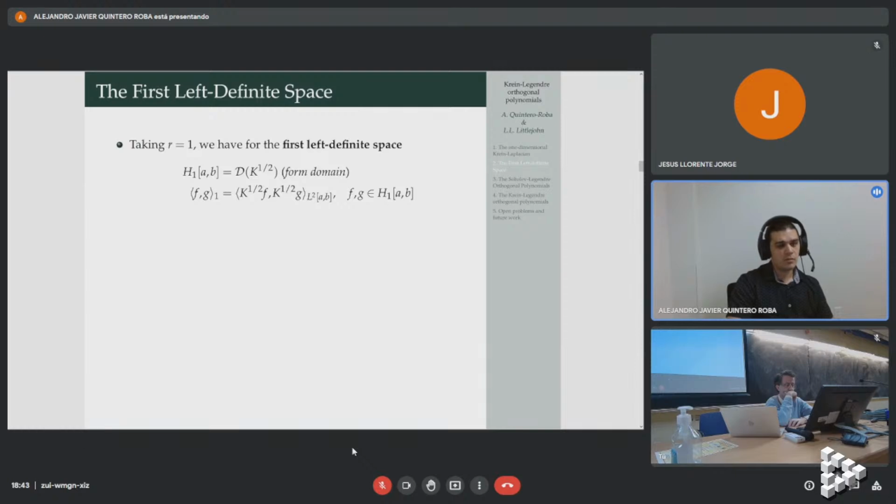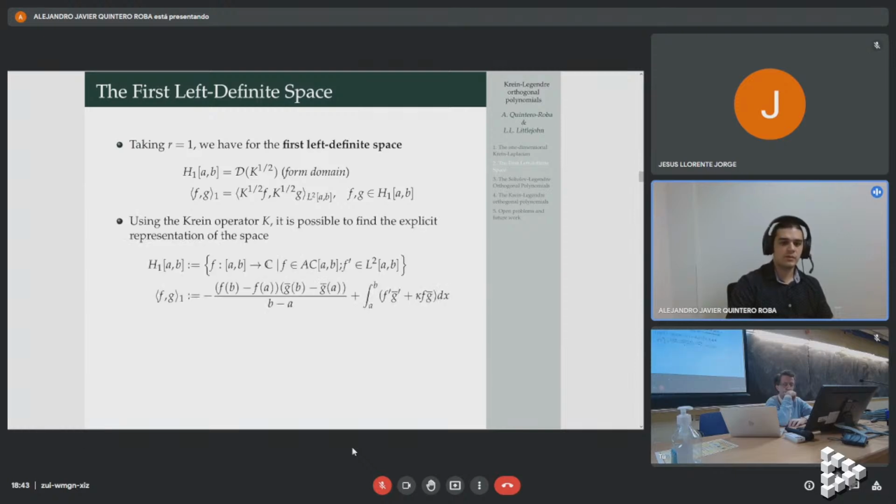Ahora, si se toma la forma del operador K, en particular se pueden encontrar expresiones explícitas también de este espacio. El espacio H1 serían las funciones absolutamente continuas en AB y cuya derivada es L2. En este caso ya no es necesaria la condición de frontera y se encuentra este producto escalar. Ahora, este producto escalar es una novedad para nosotros, dado que tenemos una parte que sería el producto escalar en el espacio de Sobolev de primer orden, pero tenemos también este término discreto con un símbolo negativo.